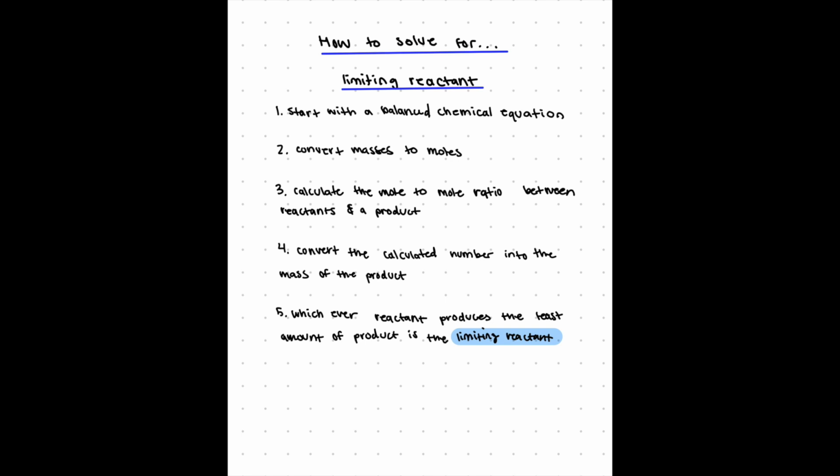After you multiply the moles of the reactant by the mole-to-mole ratio, you can convert the calculated number into the mass of the product. To do that, you just multiply by the molar mass of the product. Then you are going to repeat steps 2 through 4 with any other reactants in the problem and then move on to step 5. Lastly, you're going to determine which reactant produces the least amount of product. This will be your limiting reactant.